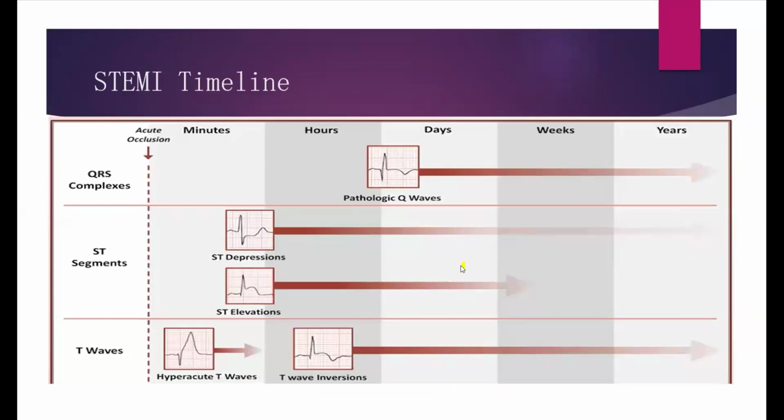What about the timeline of STEMI? The first thing that you get, in minutes, when you have an occlusion, which is rarely seen, is the hyperacute T waves. Later on, you get the ST elevation or ST depression, depending on whether it is in the anterior part or the posterior part of the heart. For a posterior MI, because the recorder is in the anterior part of the heart, it will be ST depression. In hours, you can have T wave inversion, and then finally you will have these pathologic T waves that can persist up to 4 years on.